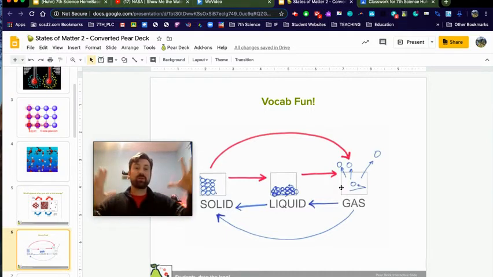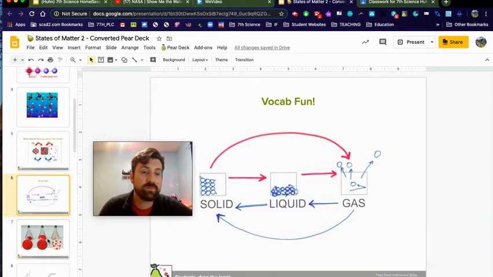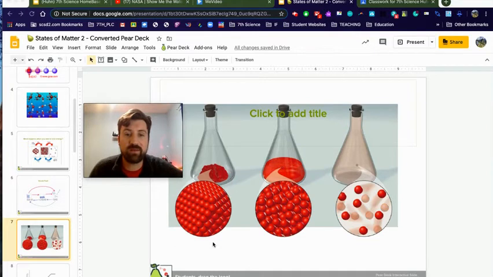They fill the volume of the space that they're in. And then we can do the same thing. We can remove energy, make them liquid again, remove energy, make them solids again. So our last one, just to show you a little more scientific model of it.